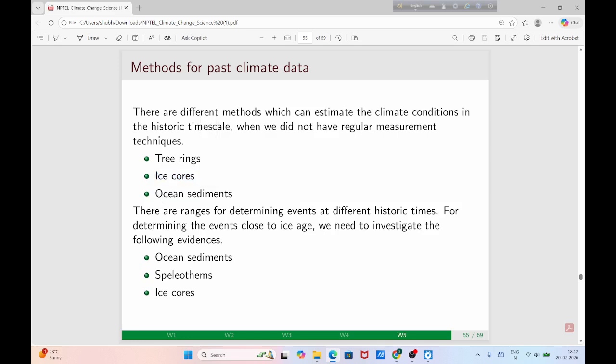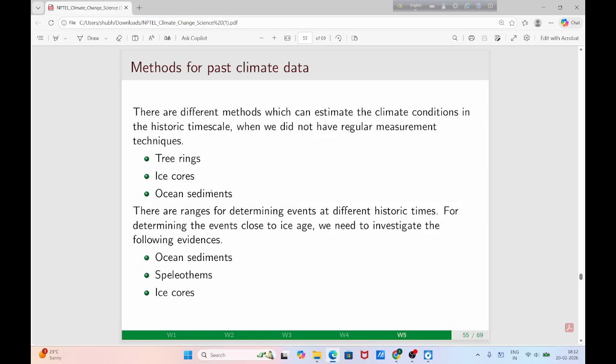The third one is here written as ocean sediments. So similarly, in the ocean beds, there are different layers, maybe due to deposition of calcium due to living organisms or plants. There are different layers formed in the ocean base. And as they are layered, they are protected for a very long time scale.